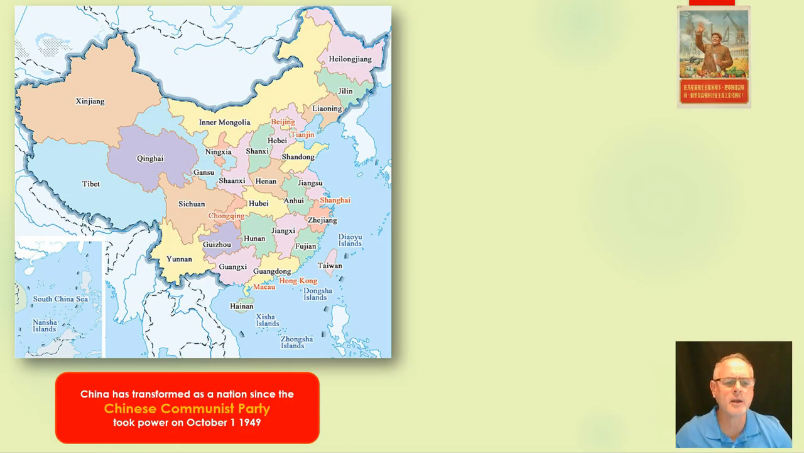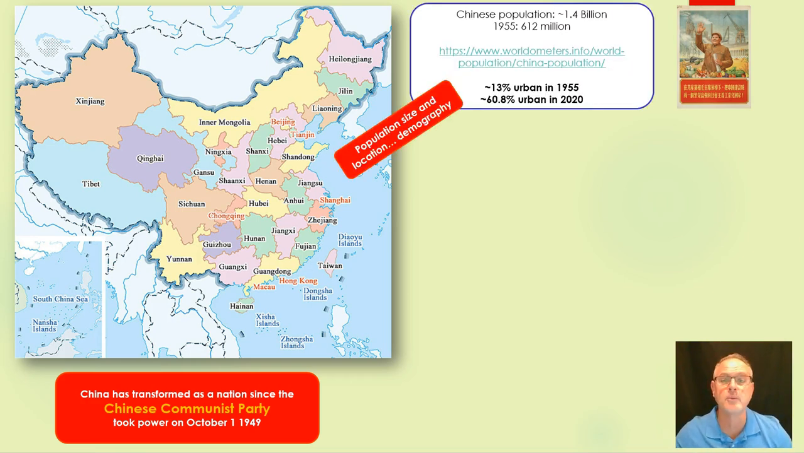Okay, so let's go back and have a look at this again. What I'm trying to get you to think about in this video is how China has been transformed by the Chinese Communist Party, which took power on October 1st, 1949. Interestingly, and it's a really great link to follow through there if you get the chance, the demographic makeup of China has dramatically changed.